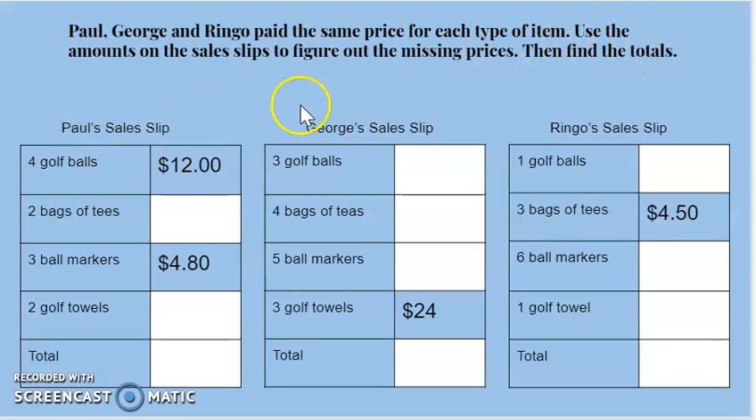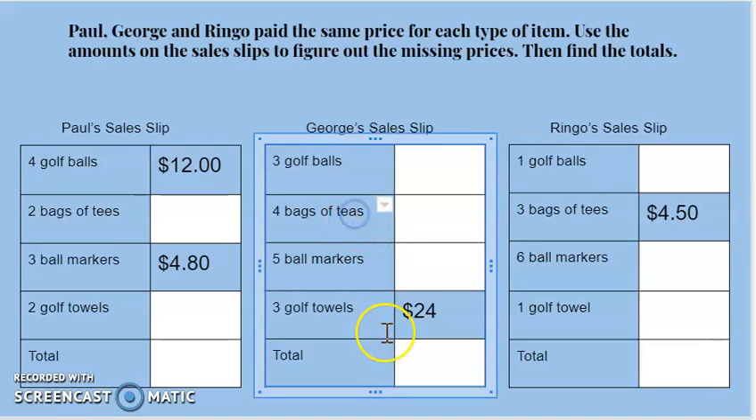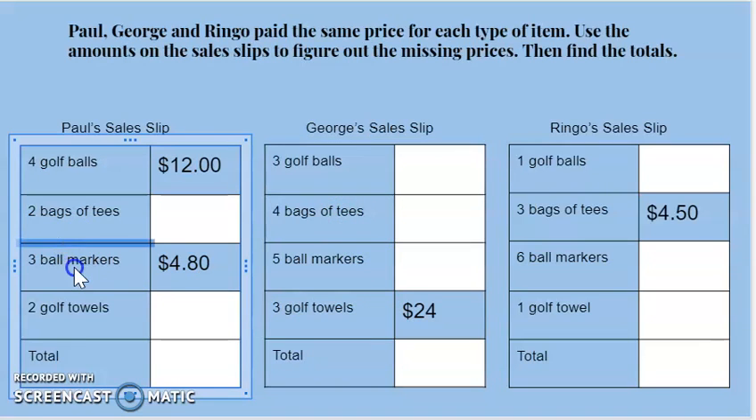So you see Paul's sales slip, George's sales slip, and Ringo's sales slip. You'll notice they all bought the same items. So they got golf balls, bags of teas. Oh, that's teas like you're drinking a cup of tea. Teas. Ball markers, towels, and then a total price at the end. So what you need to do is you're going to be kind of using ratios here to figure out what the individual price would be for each one of these items, and then apply that to figure out all these missing numbers that are in here, these white boxes.